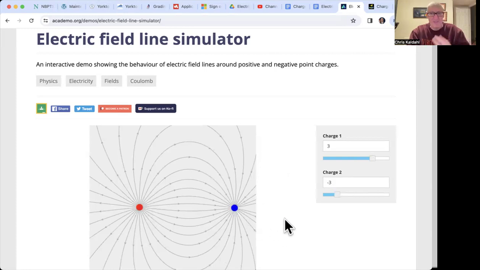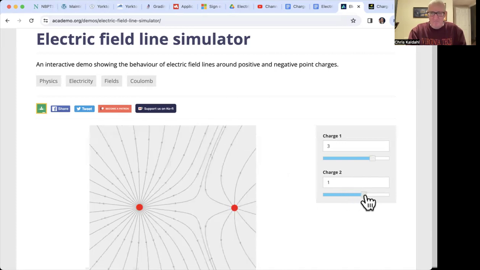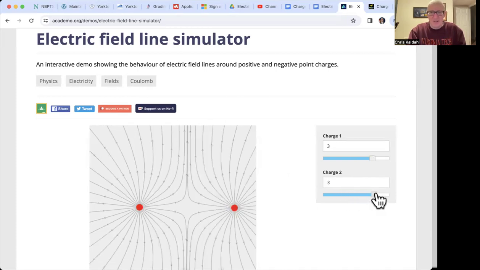into a +3. Remember that the arrows always point which way? They point away from a positive charge. So you get this kind of interesting thing going on. The lines that are pointed away from this guy run into the lines that are pointing away from this guy, which leads us to the last important idea with field lines.